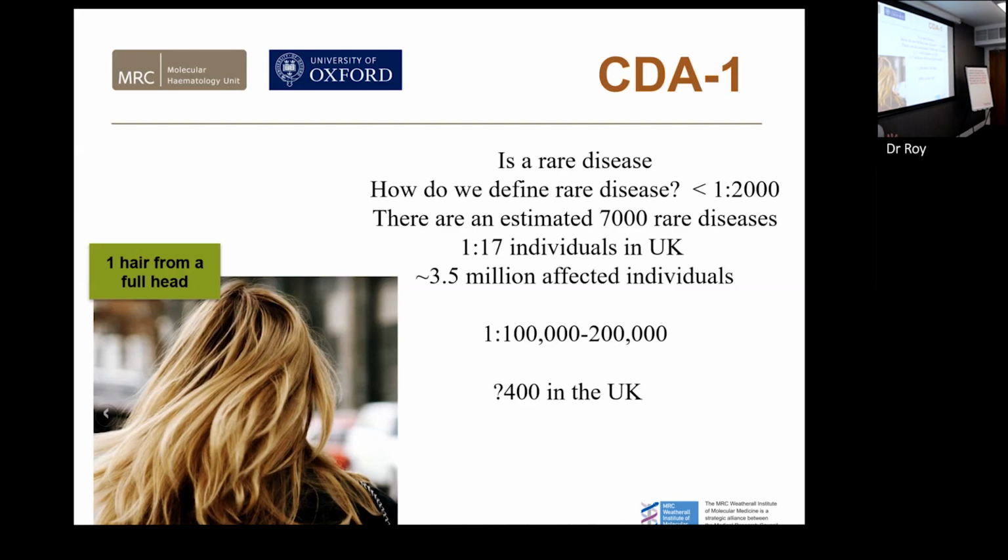But we estimate CDA1 to be about 1 in 100 to 200,000, which I've tried to find an estimate of what do we have 100 or 200,000 of, and it tends to be hair. So I won't say for everybody. It's about one hair from a full head of hair. So we would expect to have about 400 people with CDA1. And I've just shown you that data, which I said we've got about 10 to 15.